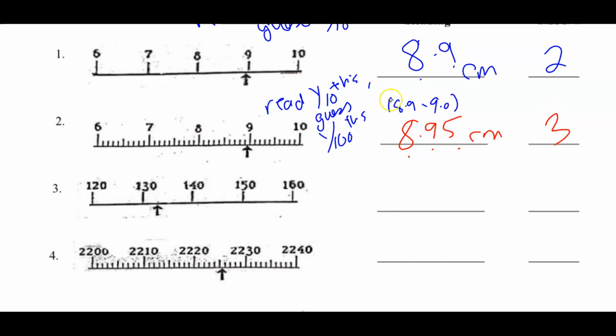So you see how my measurements are different? The rulers are different. There's a higher degree of certainty in my second ruler. Even though these are all right around 9, the arrow's really in the same place, this is my more accurate and my more precise ruler.